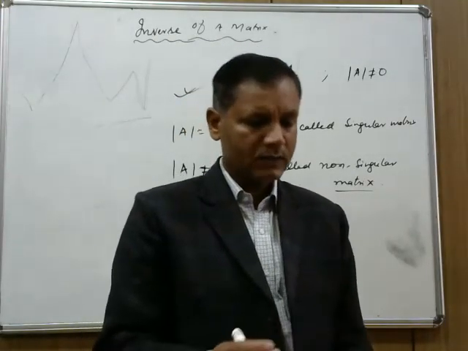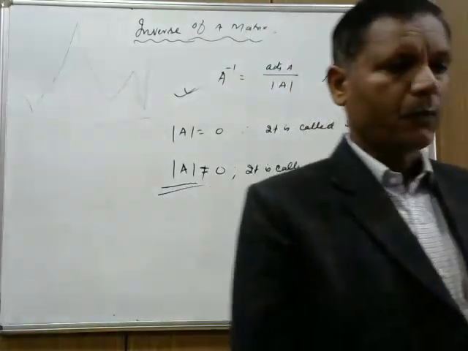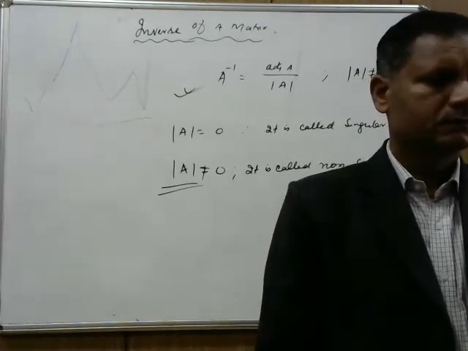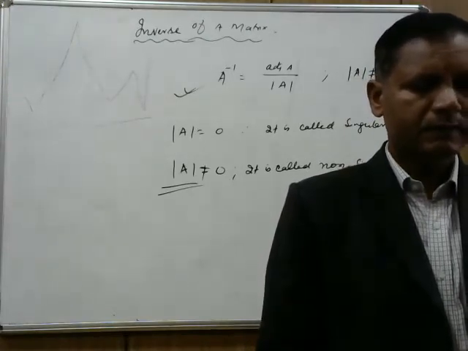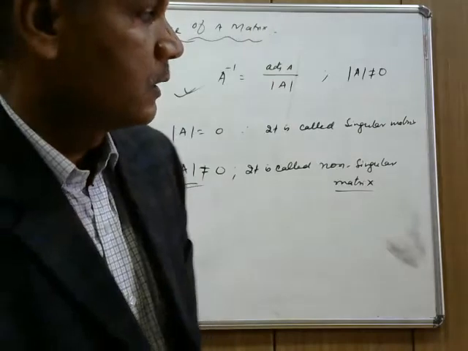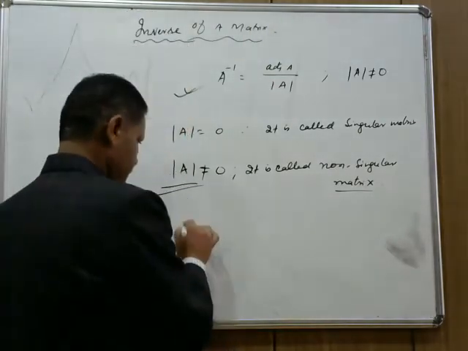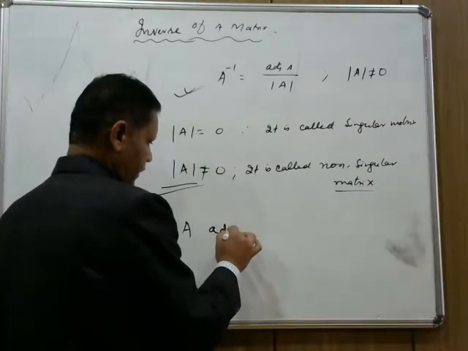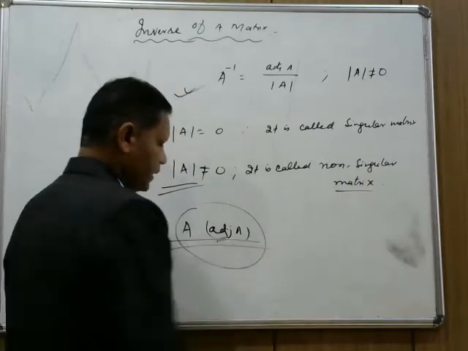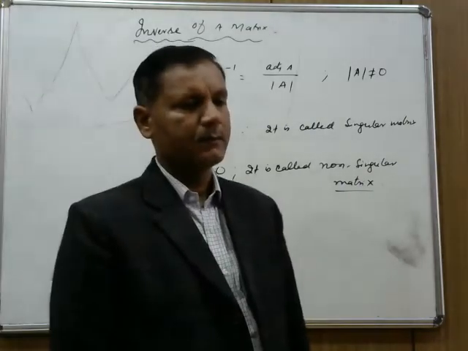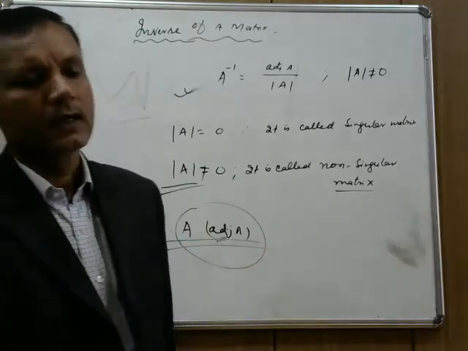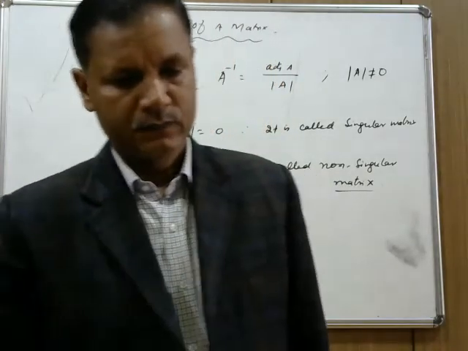Now, in between there are some things which I would like to discuss. The properties of the adjoint of any given matrix A, and one property also I will discuss: what happens when I multiply any matrix A by its adjoint, A into adjoint of A? If I multiply any matrix by its adjoint, what we will get, that I will discuss.